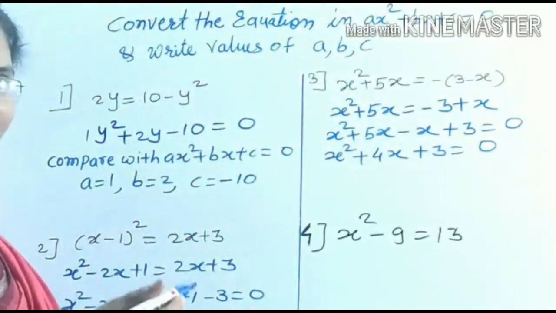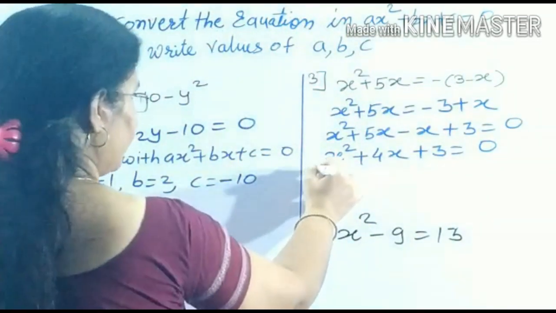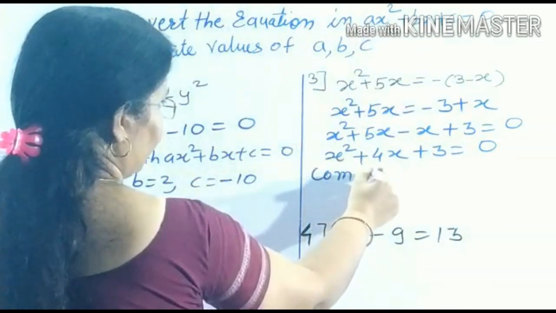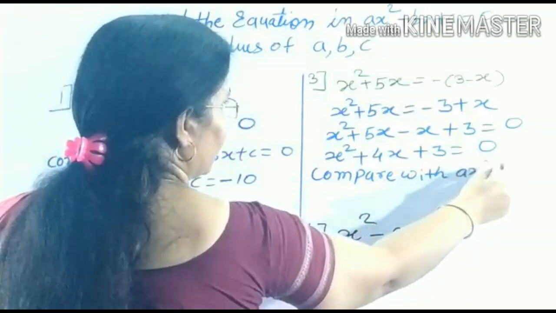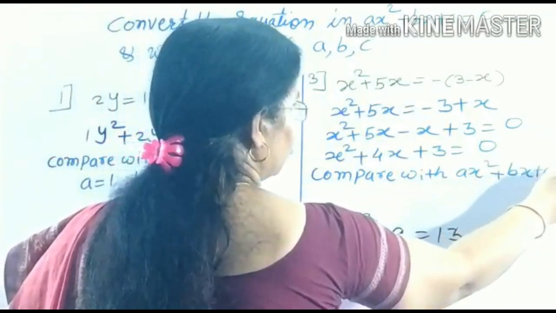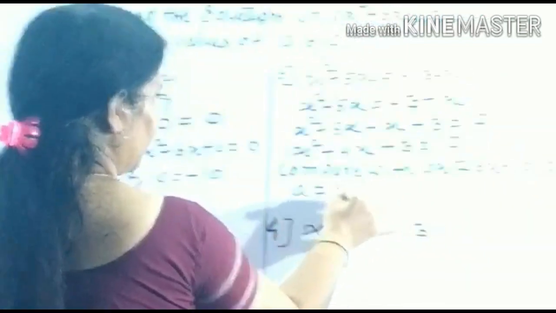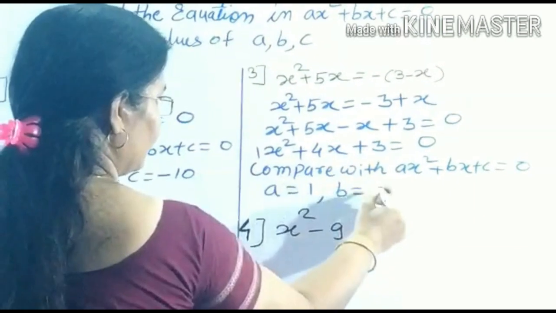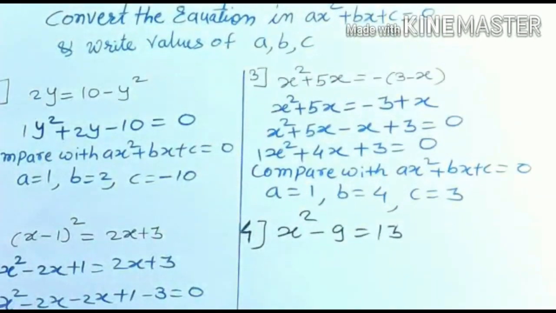It is in the format ax square plus bx plus c is equal to 0. Compare with ax square plus bx plus c is equal to 0. a is equal to 1, b is equal to plus 4 and c is equal to 3.